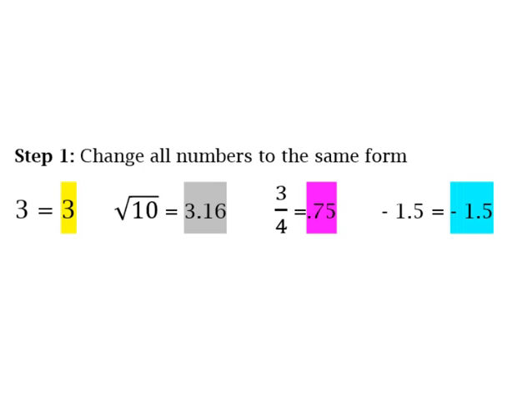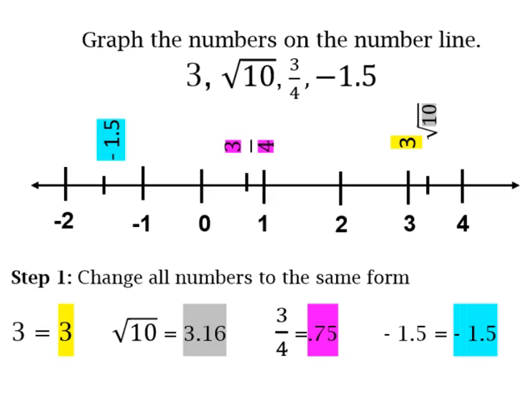Okay, for our 3, we don't need to change that into a decimal because it's a whole number, so it'll stay 3. The square root of 10 is equal to 3.16. 3/4 is equal to 0.75, and negative 1.5 is already a decimal, so it will stay negative 1.5. Let's take a look at our number line to see where each of these numbers will be graphed.